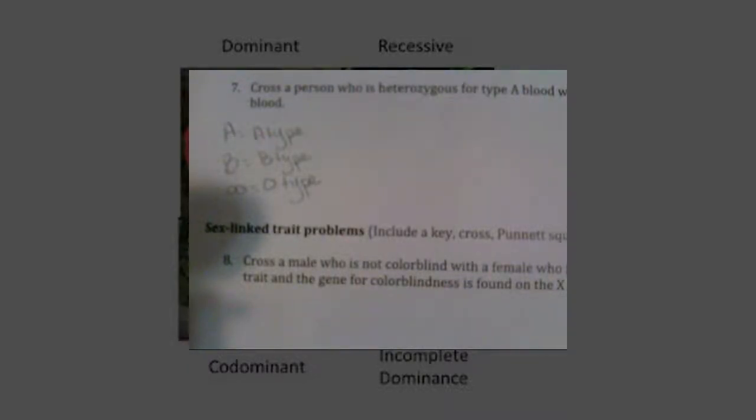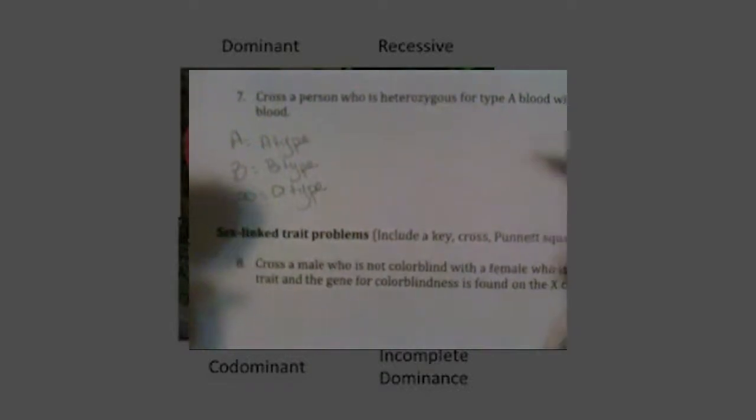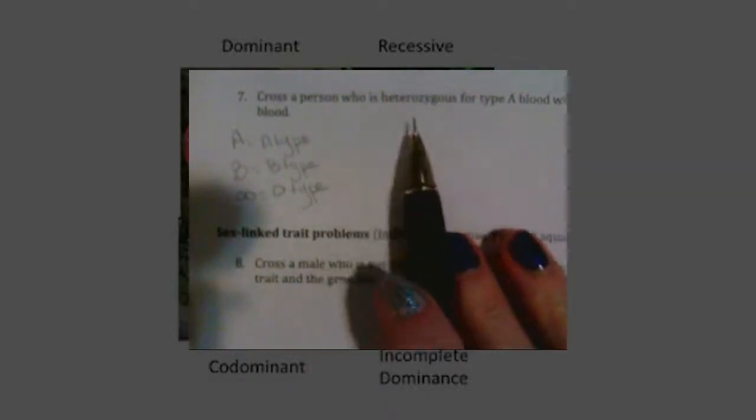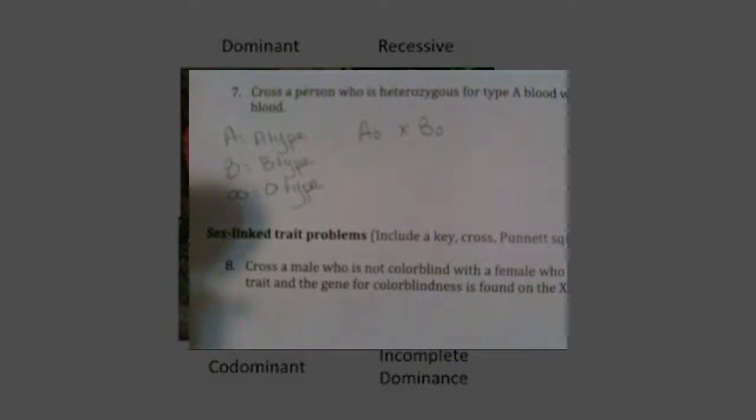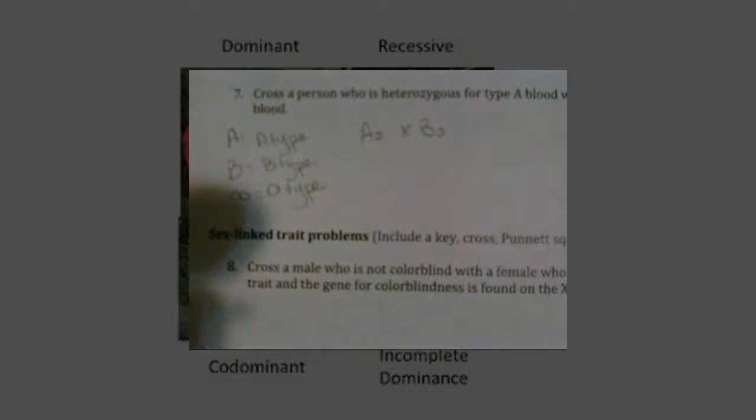So I'm going to set up the key and the cross, and I'm going to expect you to try to do the Punnett square, the genotype, and the phenotype on your own. So the cross would be, we're going to do a heterozygous A type person with a heterozygous type B, which means they're different. Because O is the recessive trait and it's heterozygous, it's a dominant A and a recessive O, a dominant B with a recessive O. I would like you to try to set up your Punnett square and do your genotype and phenotype ratios.